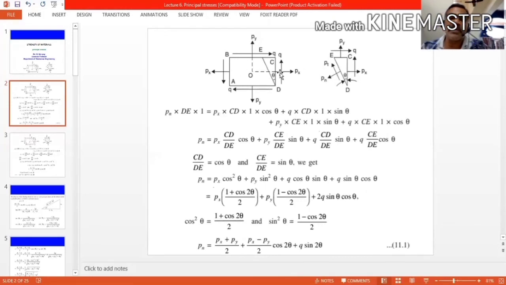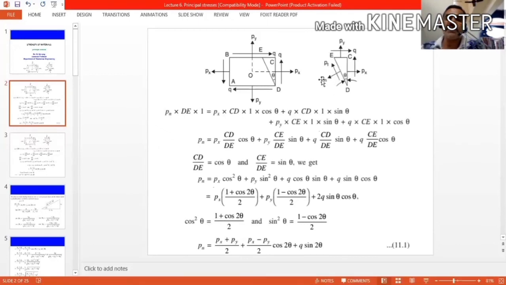One is sigma x along the x direction. One action is there, another reaction will be there. So sigma x is acting along right and left. Then sigma y is acting in the vertical direction. Apart from that, shear stress is acting around the member. So these are all the three stresses.